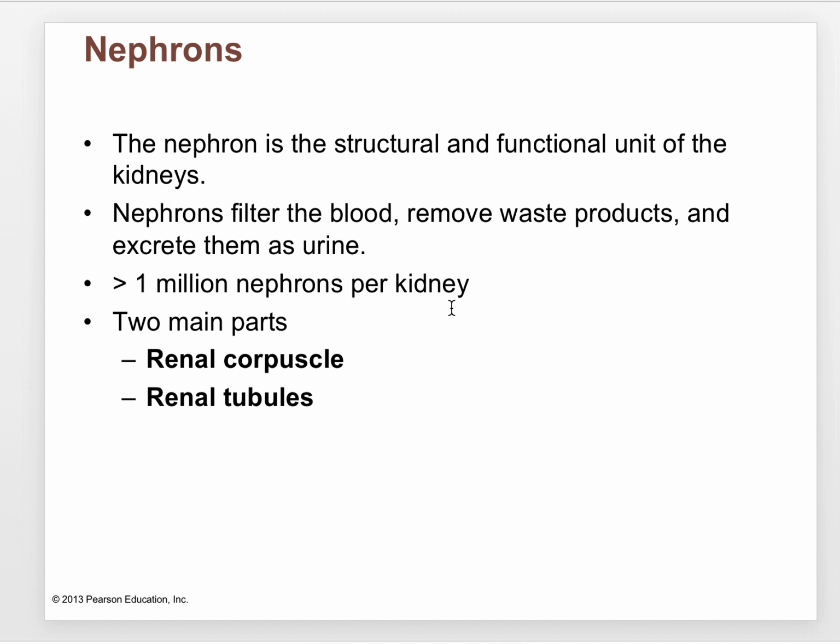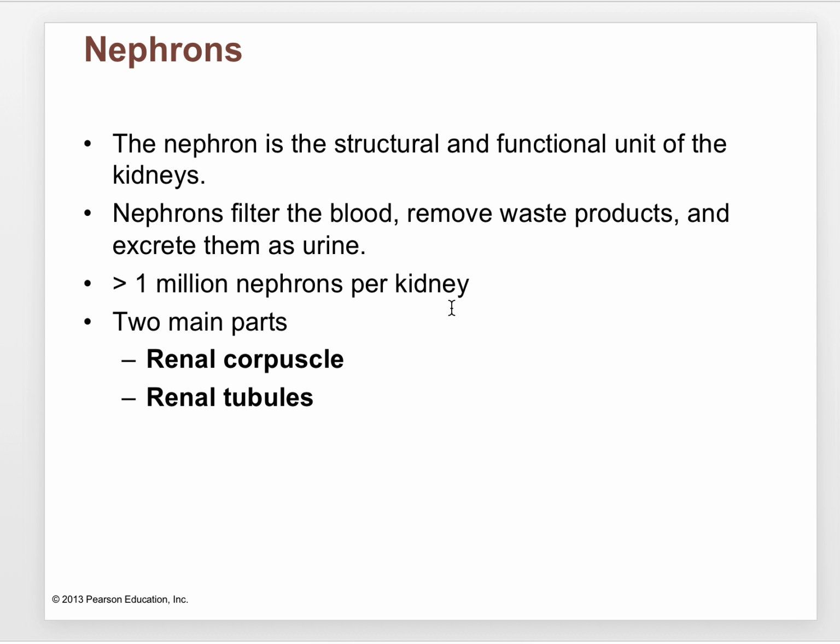The nephron is the structural and functional unit of the kidneys. Remember when we talked about the nervous system? The neuron was the functional unit of the nervous system. We talked about the bones. We talked about the osteon was the functional unit of the bone system. The nephron is the functional unit of the kidneys. The nephron acts like a little miniature kidney in and of itself. The nephron filters the blood, it removes waste products, and excretes them as urine. There's about 1 million nephrons per kidney.